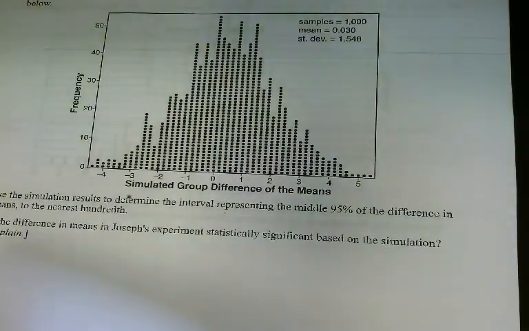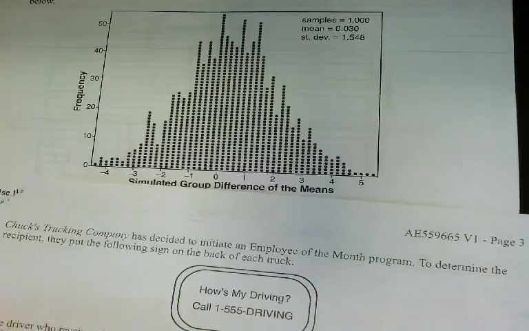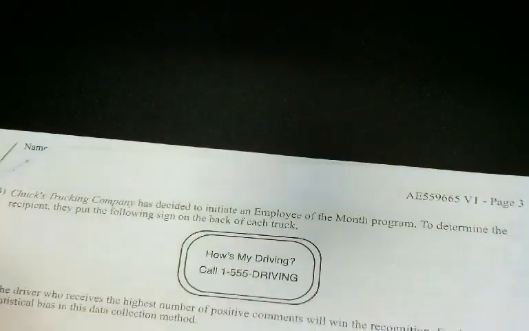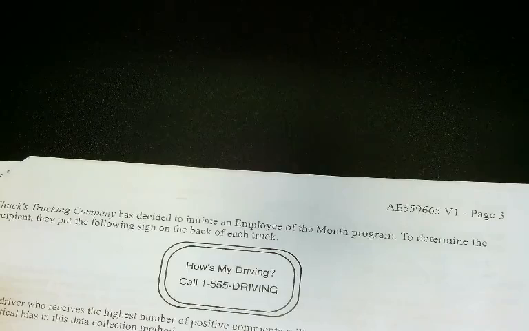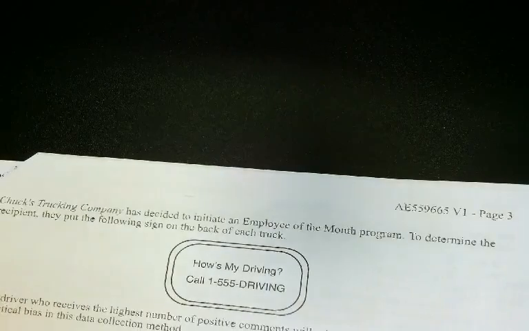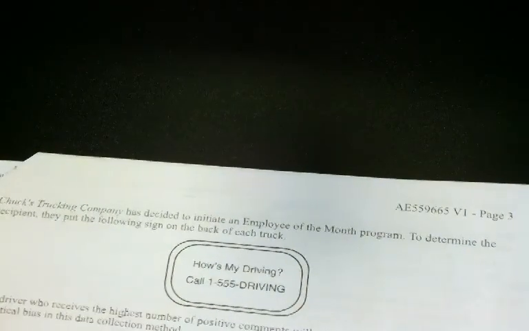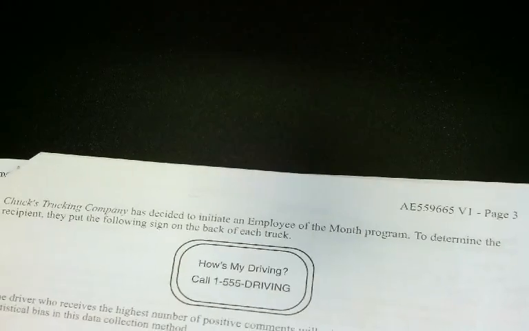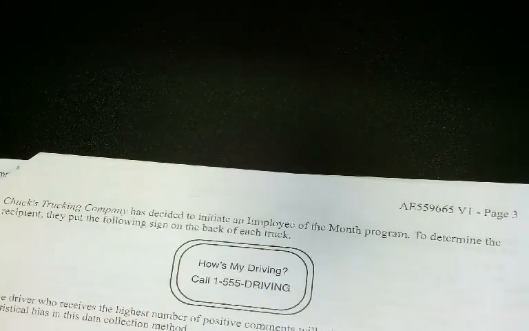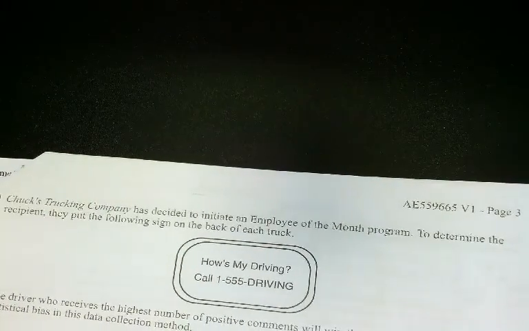All right, let's finish this sheet off here. 13, so these are some short answer questions. Chuck's Trucking Company has decided to initiate an Employee of the Month program. To determine the recipient, they put the following sign on the back of a truck. How's my driving? Call 155 for driving. The driver who receives the highest number of positive comments will win the recognition. Explain one statistical bias. So go ahead and write one bias. Write it down first. One bias that you see here.